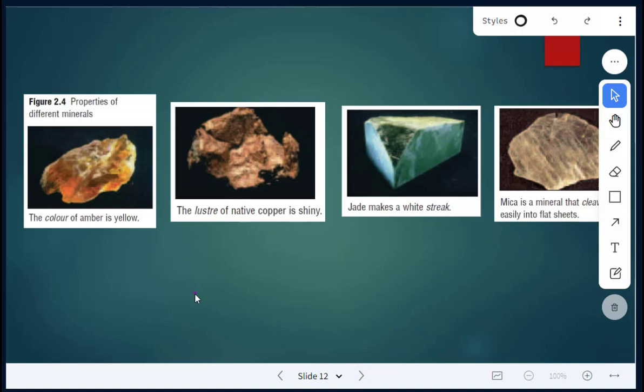Okay, so just looking at some different minerals and properties of different minerals. Here we have amber. The color of amber is yellow. That's a property. This is copper. The luster of native copper, it's shiny. This is jade. It will make a white streak. This is mica. It's a mineral that cleaves easily into flat sheets.